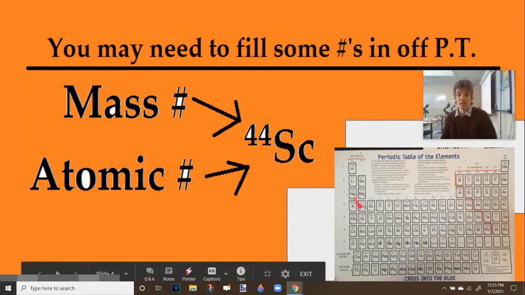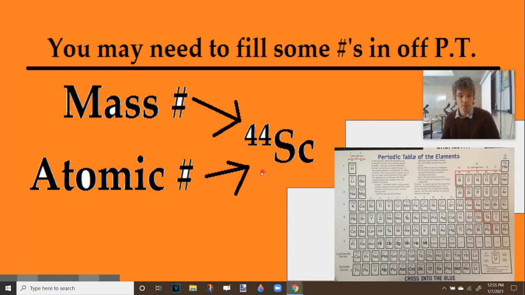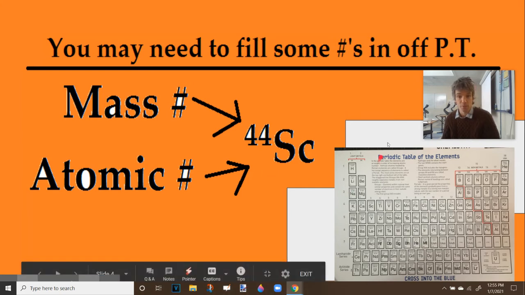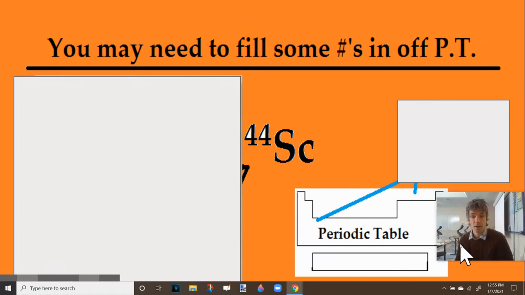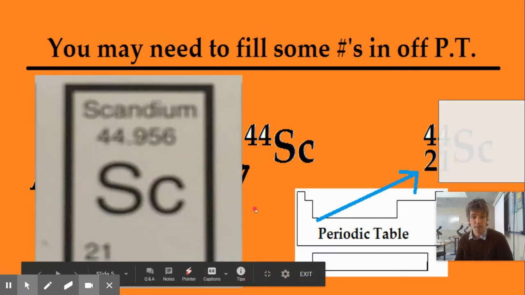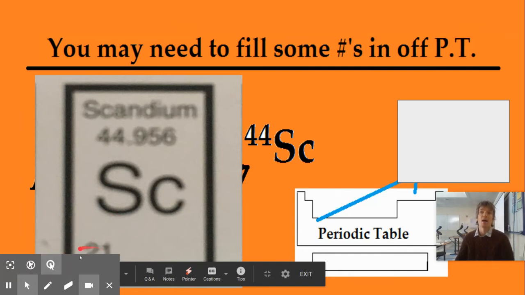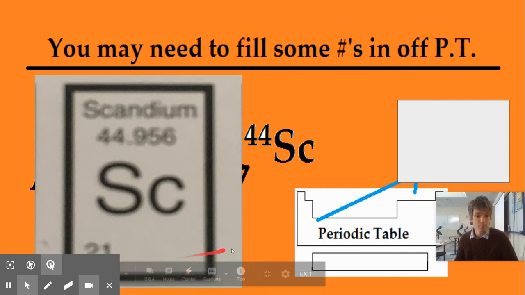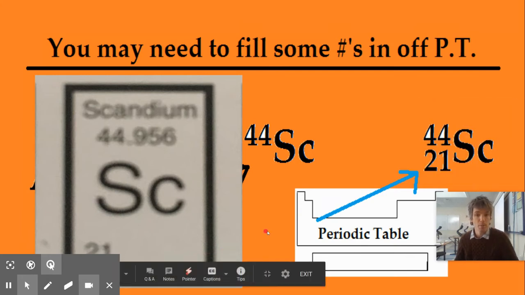This is scandium. Here's scandium on the periodic table. So if you ever wanted to know what this atomic number was, you'd have to read it off the periodic table. And you'd look at scandium's box, and there's scandium's box. Here, it's like blown up. You're going to read it. The atomic number is typically the whole number in the box, all right? So that's a 21. It's there, 21.